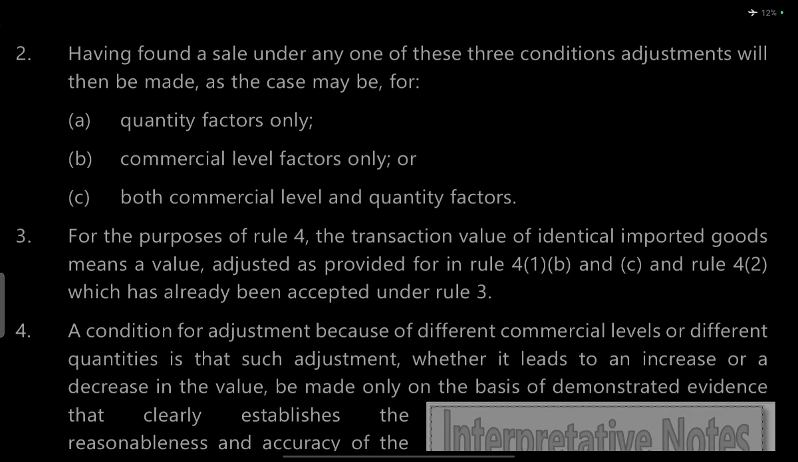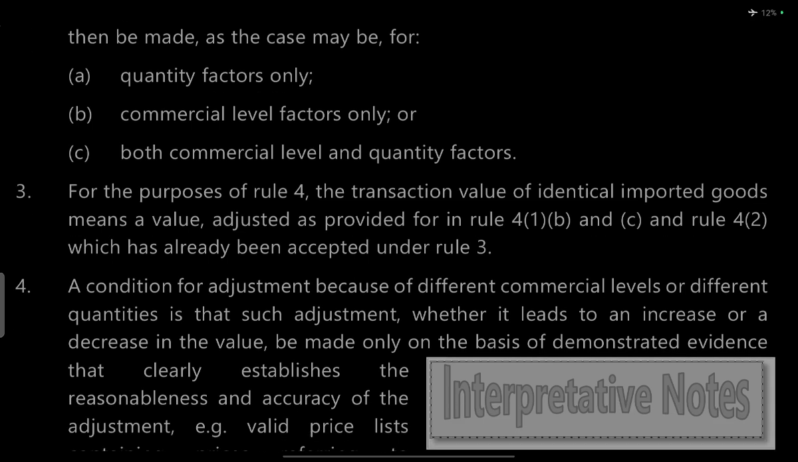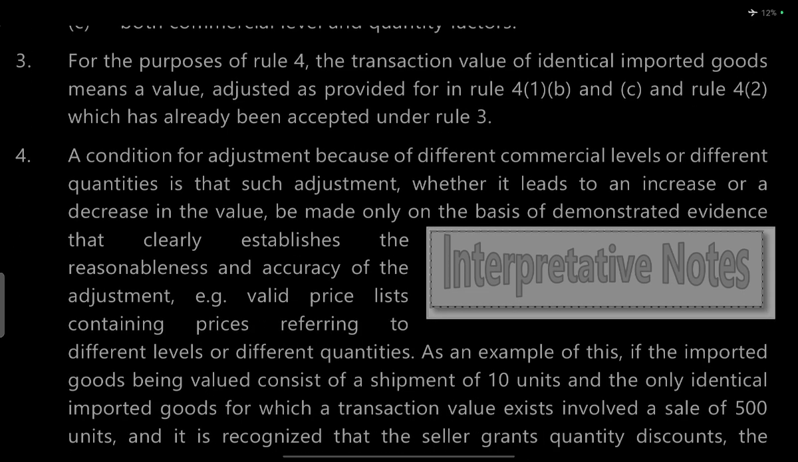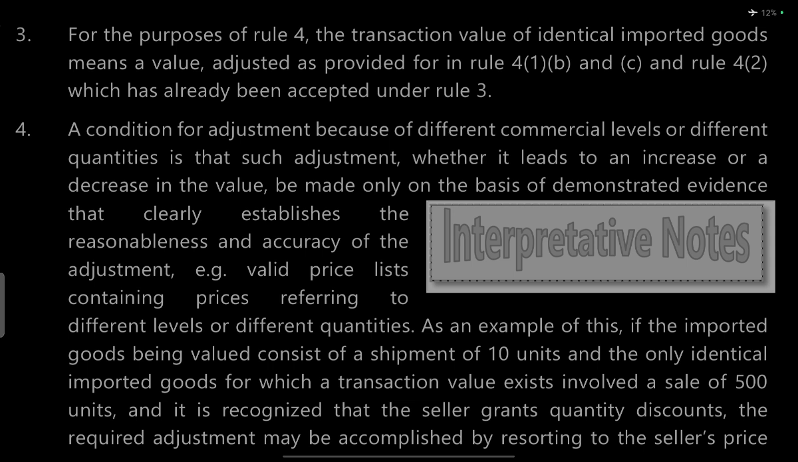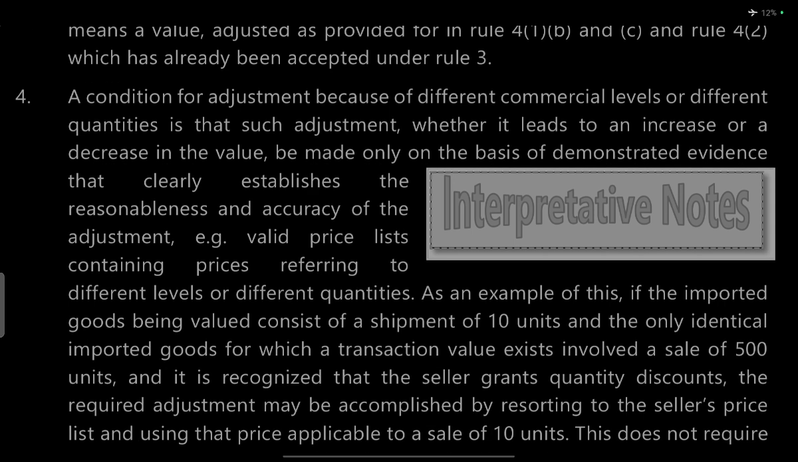For the purpose of Rule 4, the transaction value of identical imported goods means the value adjusted as provided under Rule 4(1)(b) and (c) and Rule 4(2), already accepted under Rule 3. The condition for adjustment because of a different commercial level or different quantity, whether it leads to an increase or decrease in value, may be made only on the basis of demonstrated evidence that clearly establishes the reasonableness and accuracy of the adjustment.